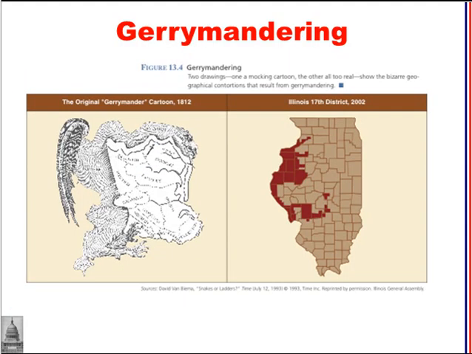And this is where the term comes from. Elbridge Gerry was the politician that the name comes from, and his district on the left there, when drawn on a map, kind of looks like a salamander, so that's why gerrymander is the name. And then you can see a more modern example on the right, Illinois' 17th district in 2002, which doesn't look like a logical district when drawn on a map because it was drawn for political purposes.